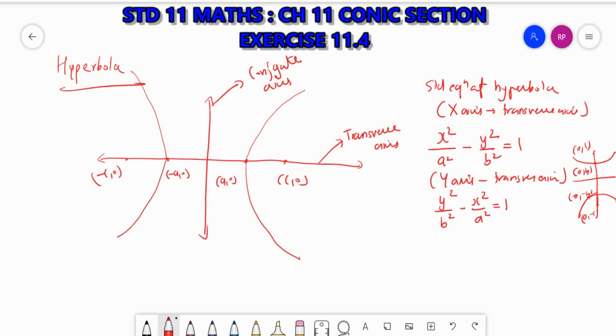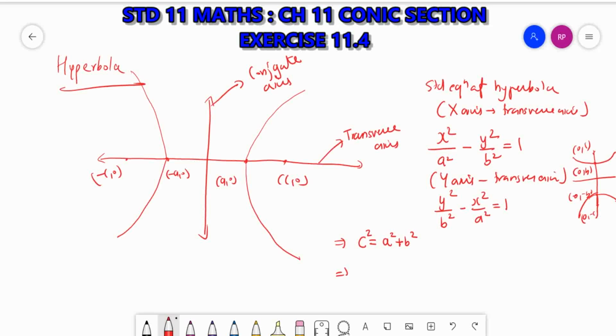Okay, clear? Now the value of foci, that c, is given by c square equal to a square plus b square. Remember, c square will be equal to a square plus b square. Okay, so the foci will be c0 and minus c0. From foci you can find out the value of c also.